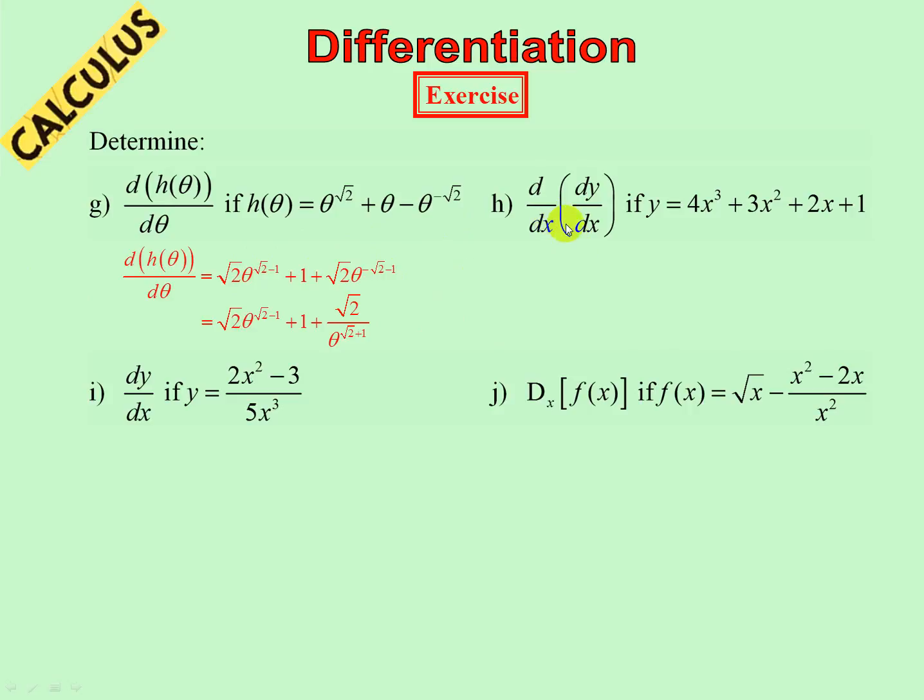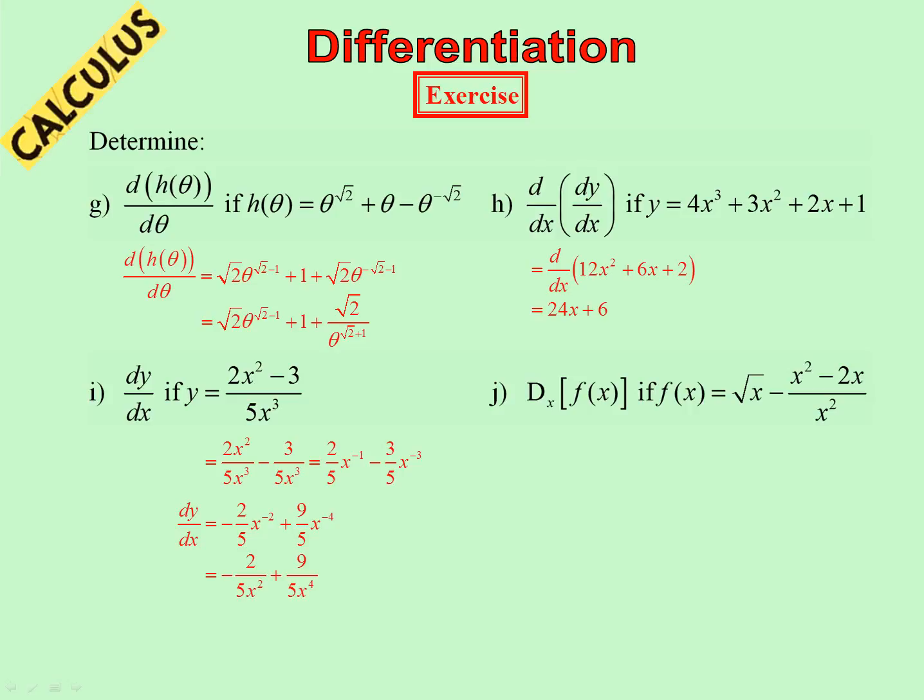d by dx of dy by dx. So I must find dy by dx. I'm still finding its derivative. Instead of dy by dx, I've written the derivative of that. Now we differentiate again. dy by dx, if y equals that, well, we need to write that as separate fractions. Now we can differentiate. And positive exponents.